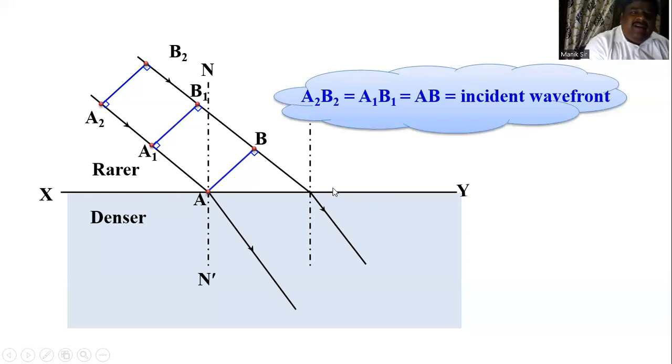What did Huygens say? Yes, every point on the wavefront acts as a secondary source of light and it starts to send out secondary waves.